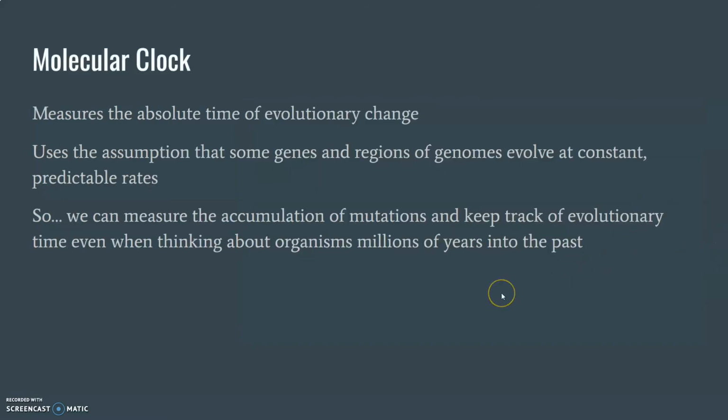Another thing that's really important to understand is the idea of a molecular clock. So the molecular clock measures the absolute time of evolutionary change based on observations that some genes and regions of genomes evolve at constant rates. So this allows us to measure the accumulation of mutations and keep track of evolutionary time, even when we're going millions and millions of years into the past.